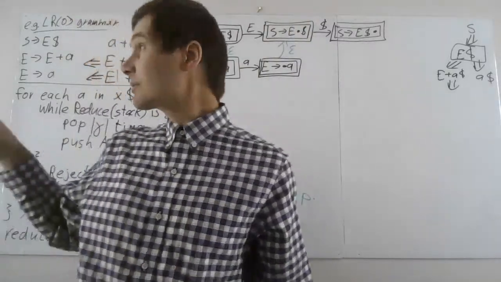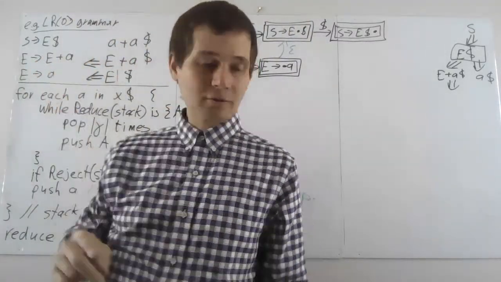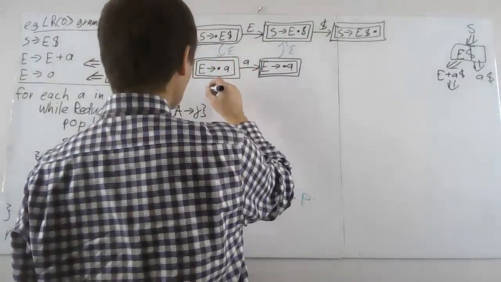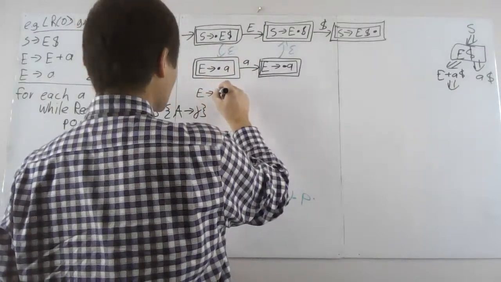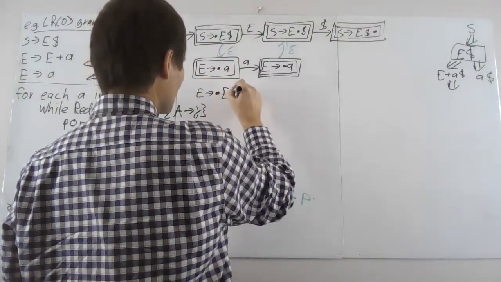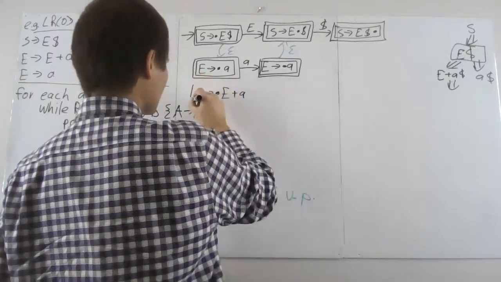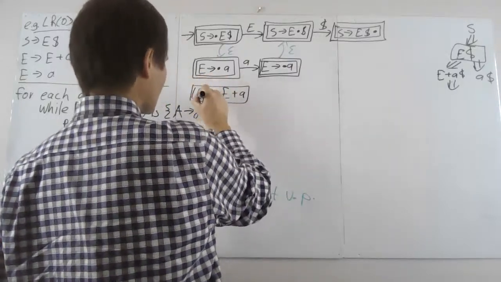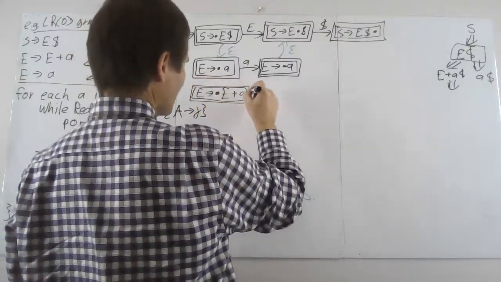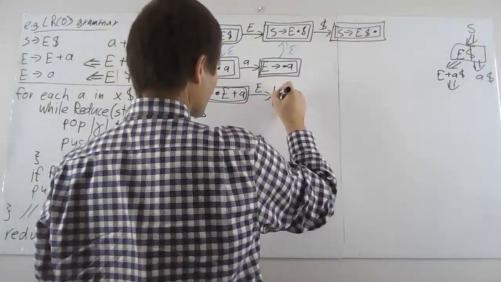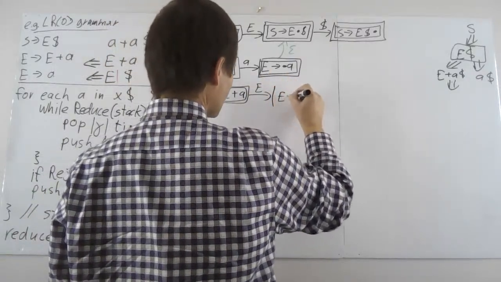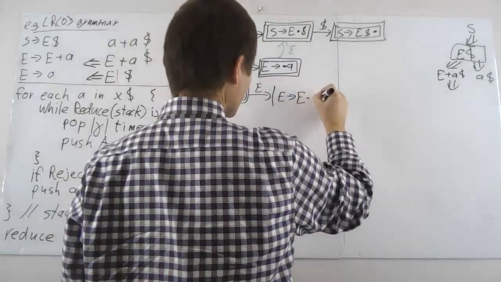And I'm going to do that for the other production rule as well. So I'm going to have E goes to dot E plus A, and on an E, this is going to go to E goes to E dot plus A.